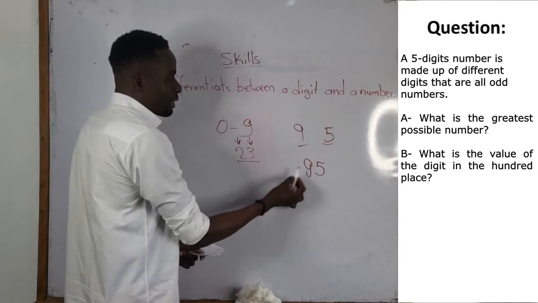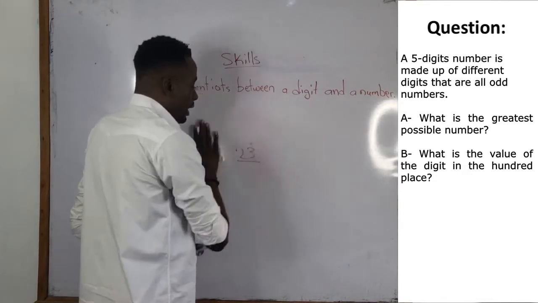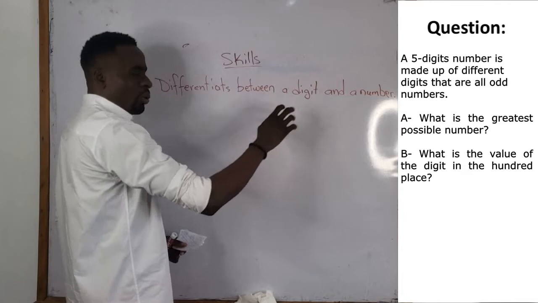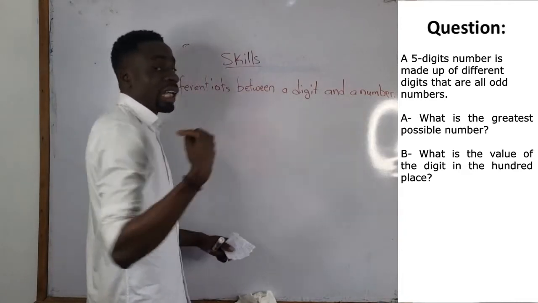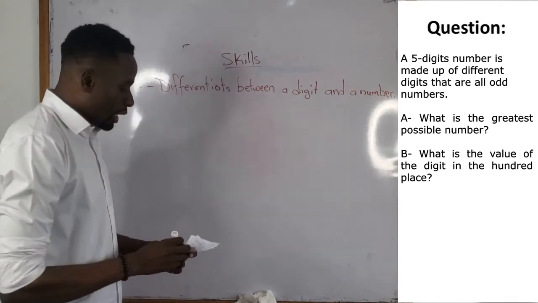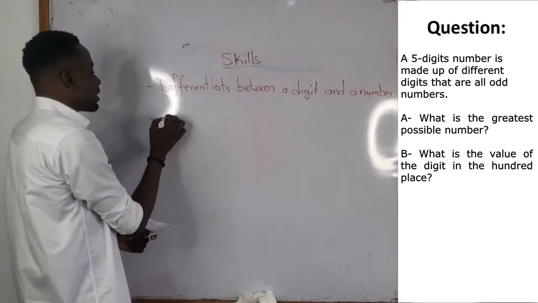So when you make the difference with the student, it's helpful for the student to be able to figure this out at the end of the day. So when the learner is able to differentiate between a digit and a number, that's the first stage that he gets to understand in the question. The second skill that the student will need, obviously, is to differentiate again.